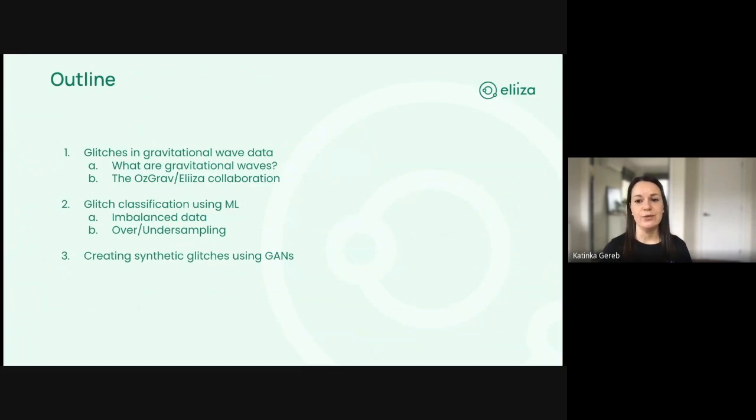So first I will tell you a little bit about the background, what are gravitational waves, and how this whole project came about, what we initially set out to do in this project. So talking about the glitch classification model that we created. And finally, the best part, which was the generation of synthetic noise or glitch images using generative adversarial networks.